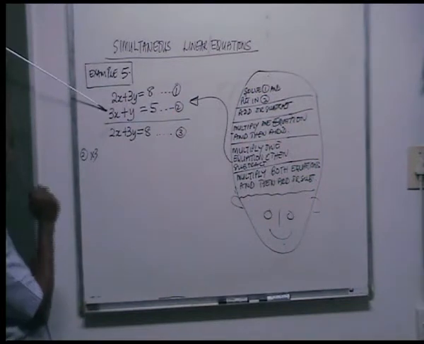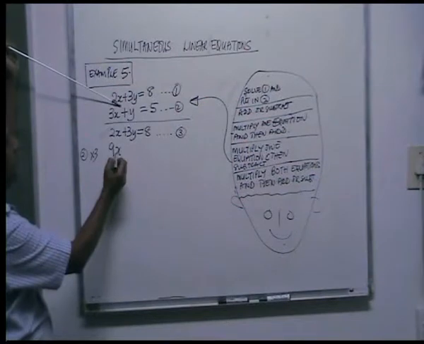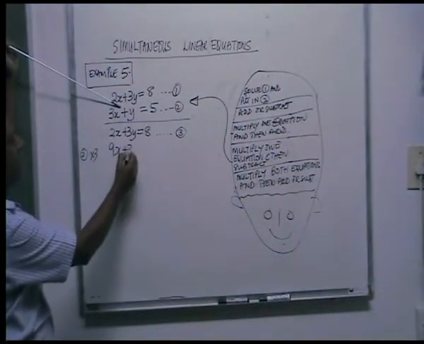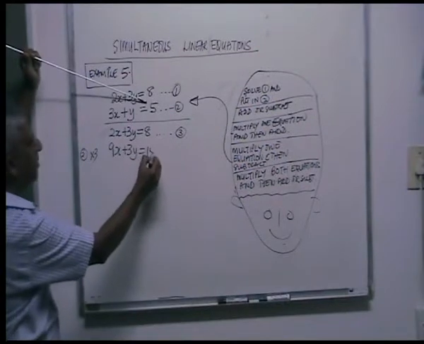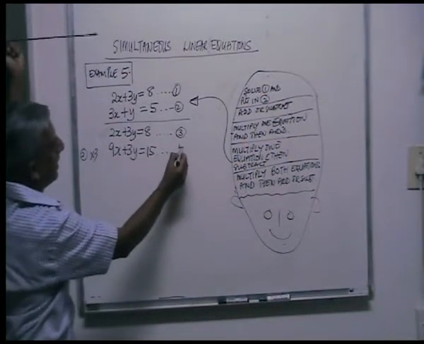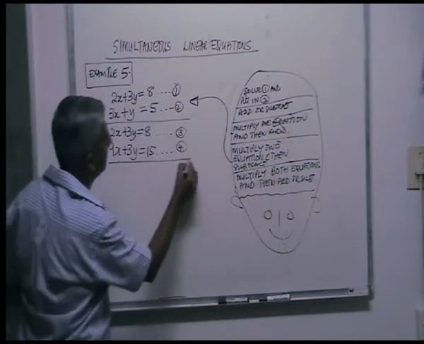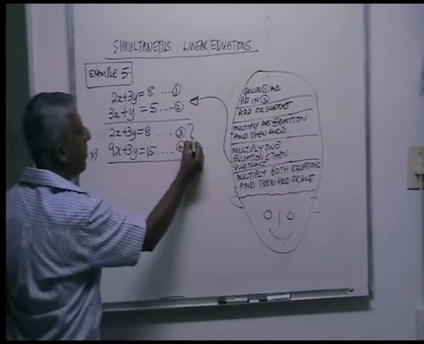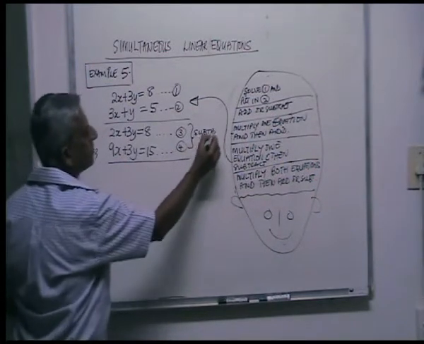So if you multiply that by 3, 3 threes will give you 9x. 3 times y will give you plus 3y. 3 times 5 will give you 15. And that gives you equation 4. Now, there they are. And what we're going to do now is subtract.